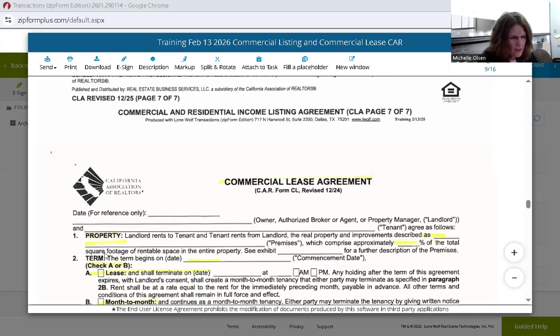So the total square footage of rental space in the entire property. See exhibit, you could put A. What would exhibit A be? Maybe you have a floor plan drawn, but please make sure any floor plan you provide has a disclaimer on it. We don't want to be hard and fast that that's exactly accurate. So we want a disclaimer on all floor plans that you provide, okay? So you can attach a floor plan. I don't recommend that you have it. You can get floor plans without all the measurements, but always have a disclaimer on it.